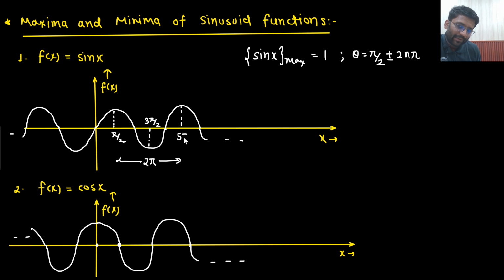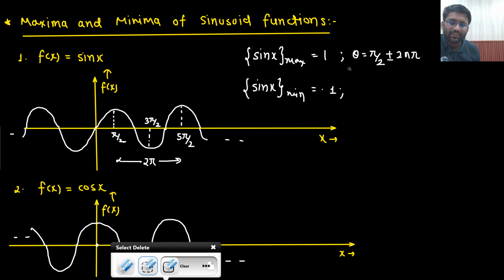Here, it will become 5 pi by 2. So the sinusoid keeps on repeating after 2 pi. That means it will be 1 at pi by 2 plus minus every 2n pi. Is that clear to you? And when it will be minimum, what will be the minimum value? That will be minus 1.